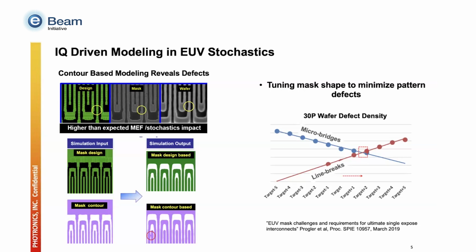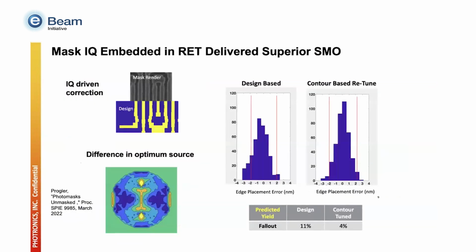One more example, just to show how we've used these image quality metrics for mask and optimization. This one is a little more subtle. In this case, we have a design which looks like you see here in this pattern. This is a rendered mask. So this is what the mask pattern looked like from that design.